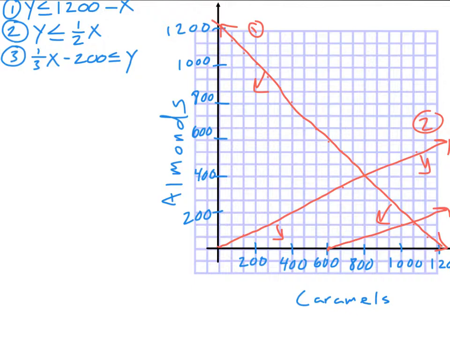Okay? And if I tested the point 0, 0, it would say to shade, this is constraint number 3, by the way, to shade above it. Because 0, 0 would be a solution. And here's what we have.